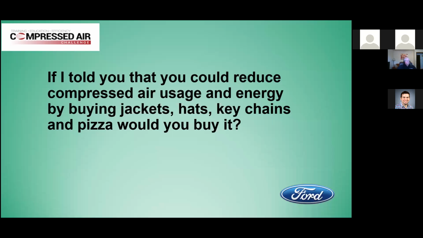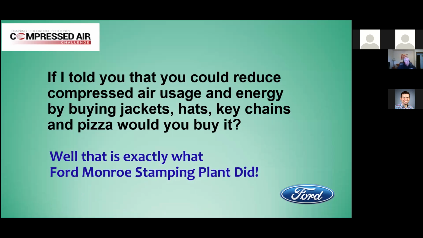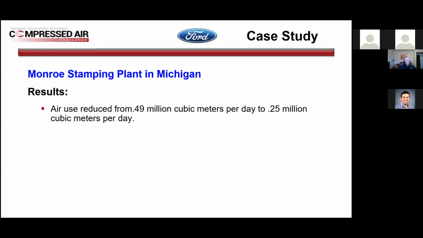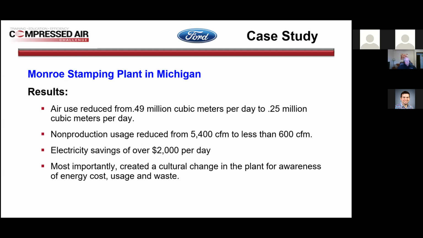This is showing awareness. If I told you you could reduce compressed air by buying jackets, hats, keychains, and pizza, would you buy it? Well, that's what the Ford Monroe plant did. They had an hourly team. They gave away buttons, keychains, and t-shirts for getting air leaks fixed, and also for passing the red coat energy audit. They posted leak boards and used the communication network. The result: huge reductions in what they used per day. The non-production usage dropped from 54 to 600, so it was huge. And it was $2,000 per day in savings, and it changed an entire culture and awareness.